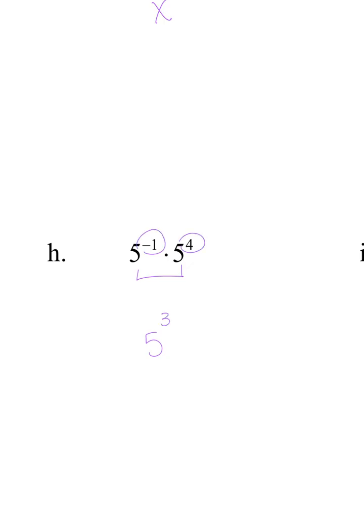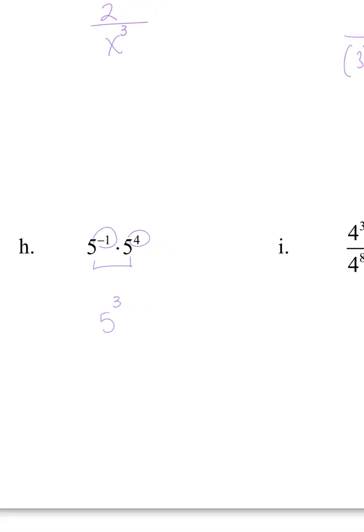Okay, now there's another way you could do that problem. You could move this one into the denominator, which would look like this. And then you could simplify that. So if you think about this, this means 1, 2, 3, 4 5s. And this means 1 5, and one of them cancels out. And you're left with 5 to the third.